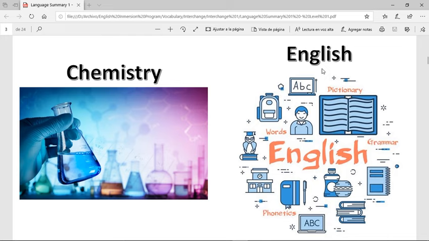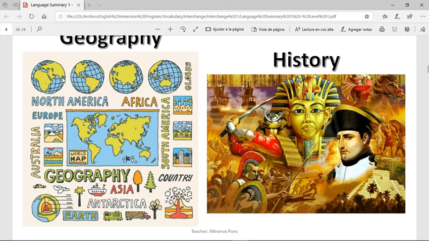Geography, the location of all of the places in the planet and where the countries are, where the continents are, etc., etc. History, this is also another subject. This too is a subject usually in the school. This is about everything that has happened in the story of the world. We have Napoleon here, the Spartans, Egypt, samurais. We have a lot of stuff in the history.